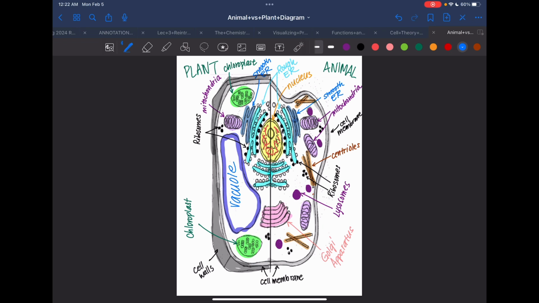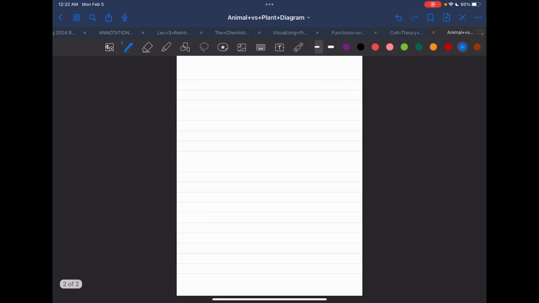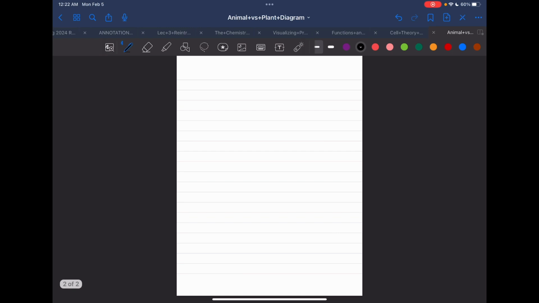So please don't forget, you have to turn in this labeled part that you see right now. And then you also have to make a list. I can just show you a sample right now. You can make a list, you can do a Venn diagram, whatever you want. But you can just do plants only organelles. There's some just for plants, and I don't know how many there are. I'm just writing down random ones. And then there's some that are just for animals, so animals only.